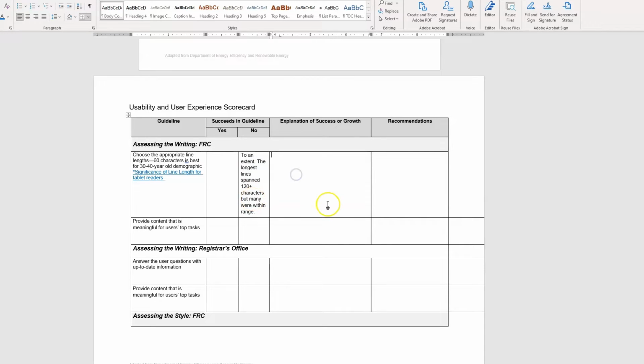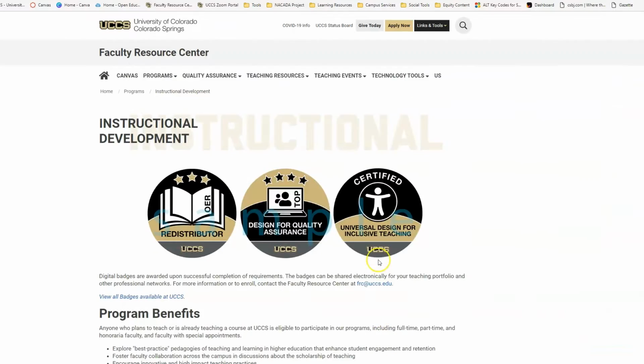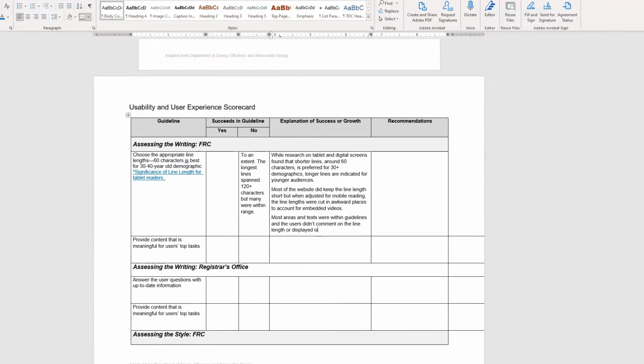And with those results and what I saw and learned there, I went back and started filling in whether it fit for good line length. Some of the mobile was weirdly cut off. Some of the videos are kind of odd. Some of the lines were longer than that, one paper mentioned. And then I wrote in some recommendations.